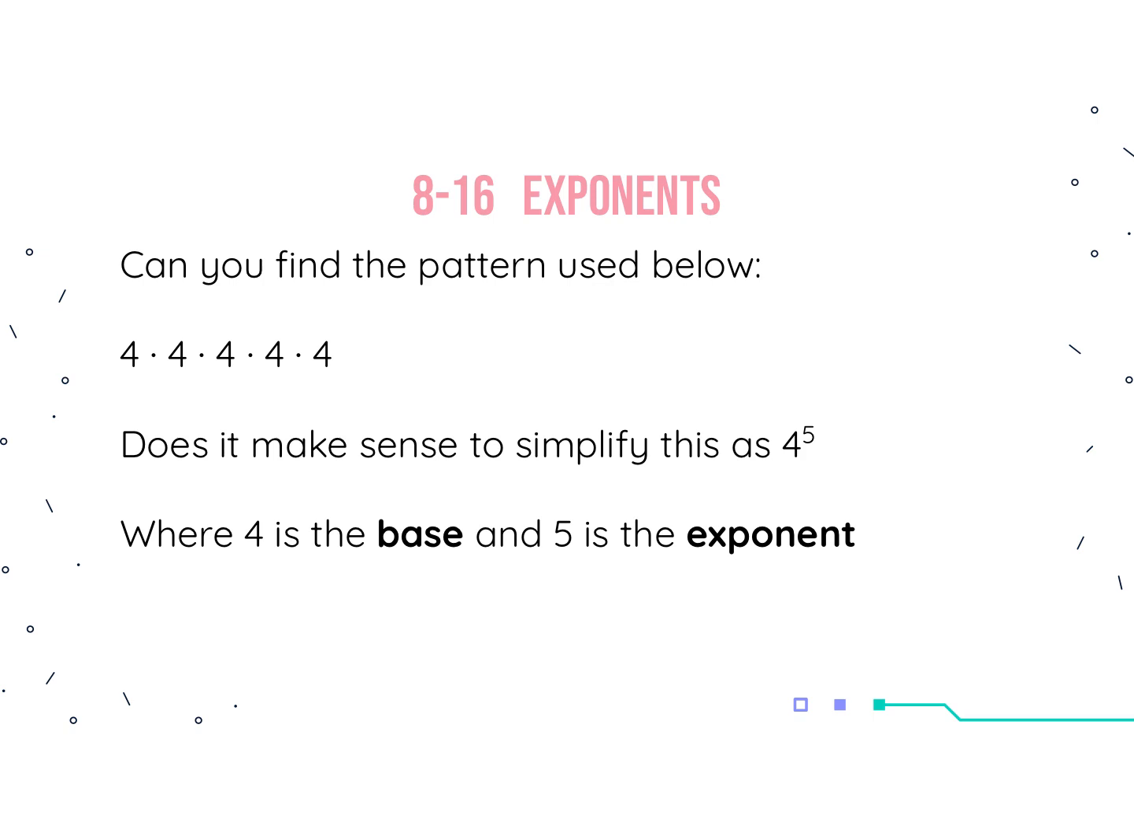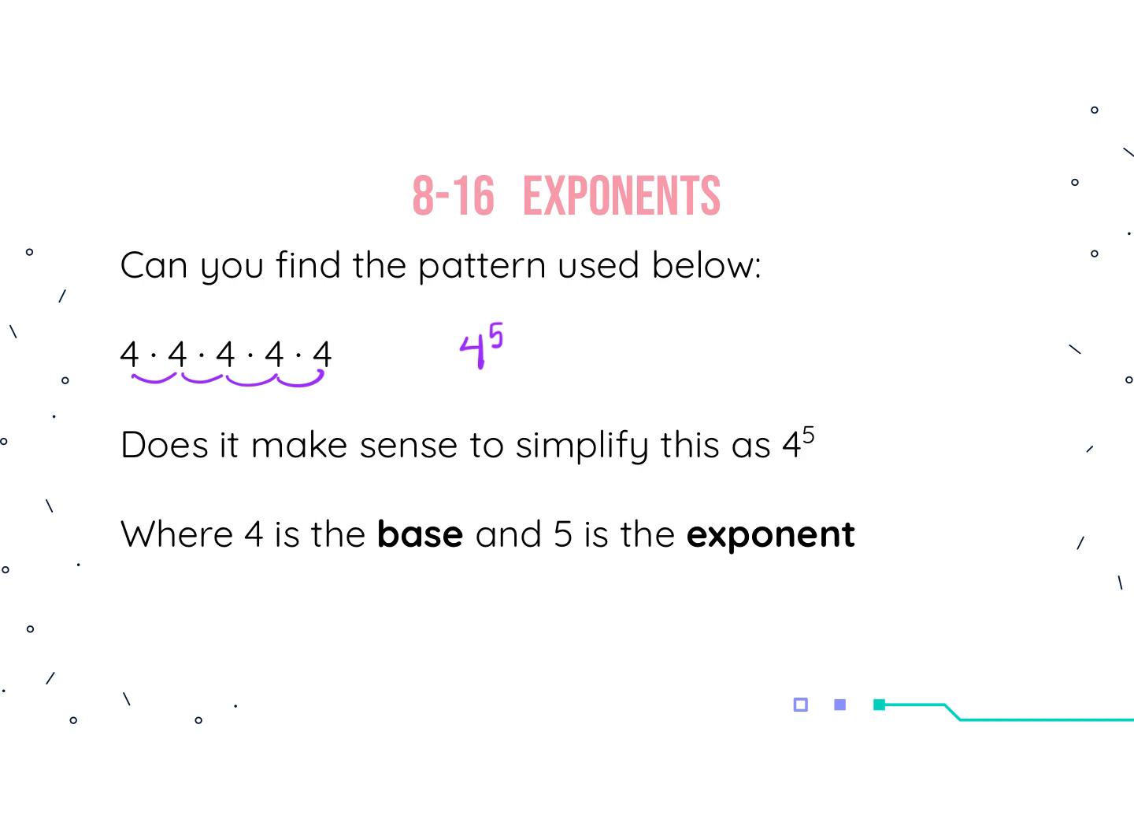Okay, now it's time for something a little bit different. We're going to take a break and talk a little bit more about exponents. So taking a look at what you have in front of you, can you find the pattern used below? How many times are we multiplying 4? 1, 2, 3, 4, 5. So we have 4 5 times. Does it make sense that it's 4 5 times?